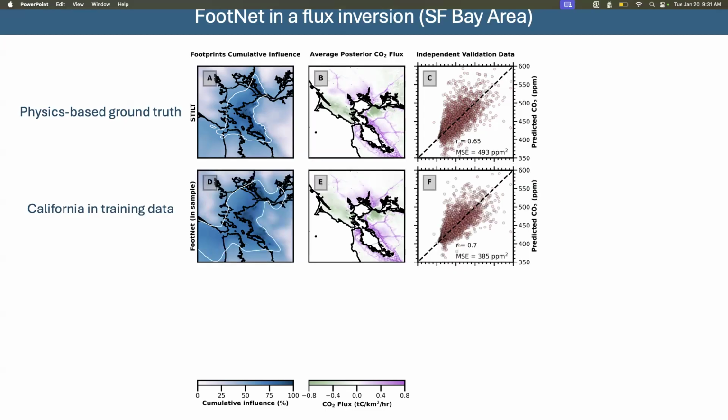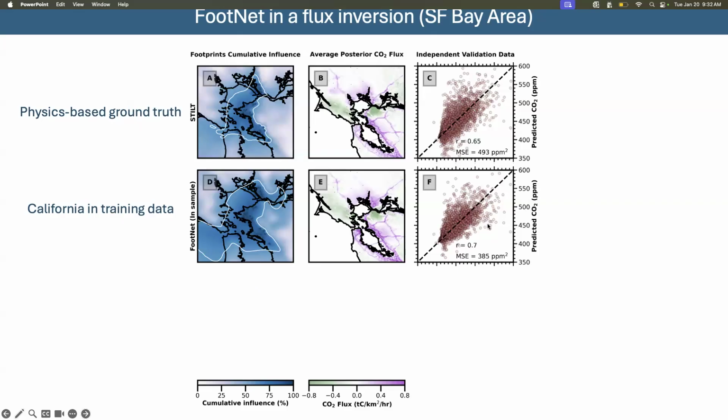But we trained two different models. So the first one with California in the training data, using the entire training set of 500,000 examples. And then we noticed that the footprint cumulative influence is much wider, and that's probably because FootNet footprints are much smoother, right? So it's covering a bigger area. But if we look at the average posterior CO2 fluxes, they look pretty much similar. For example, we can see the emissions from freeways, higher emissions in the Bay Area, sink in north of Bay Area, and those kinds of features are pretty much similar in both of the cases.